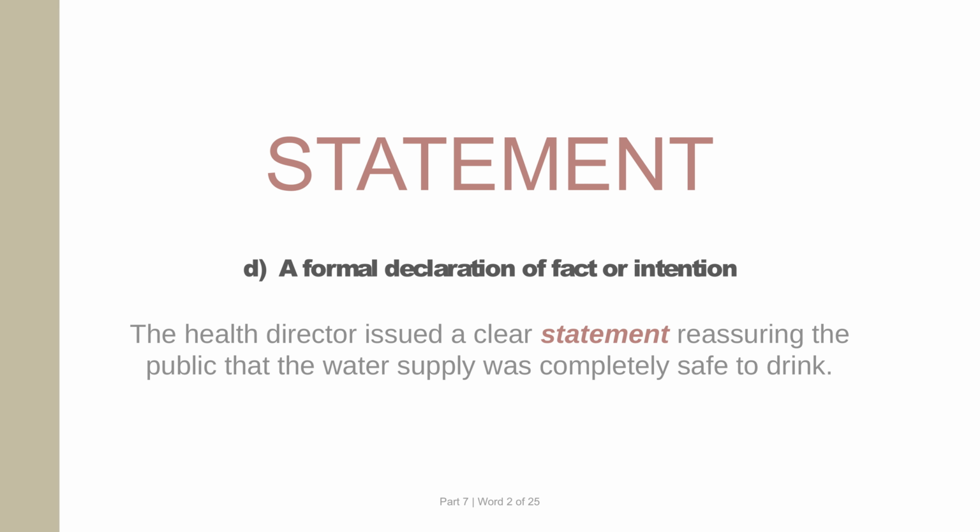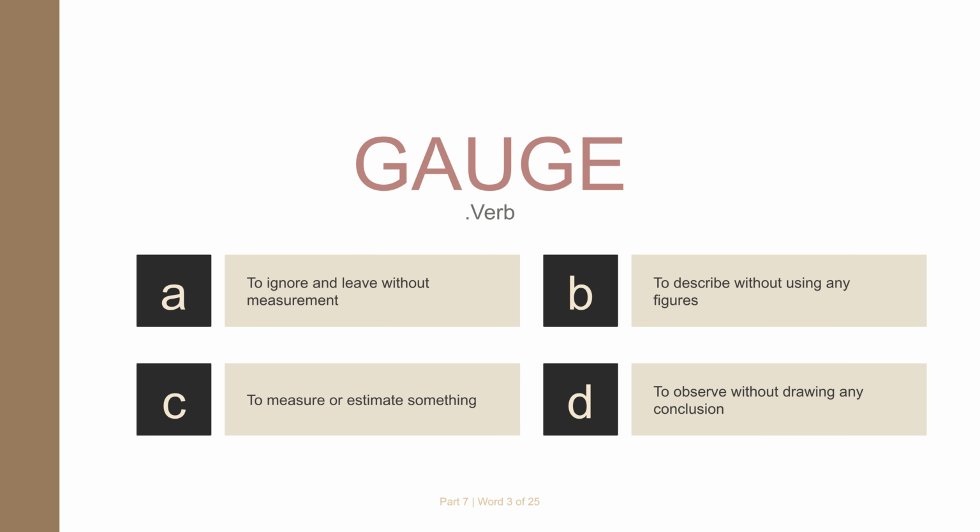Question 3. What is the meaning of gauge? Option A. To ignore and leave without measurement. Option B. To describe without using any figures. Option C. To measure or estimate something. Option D. To observe without drawing any conclusion.